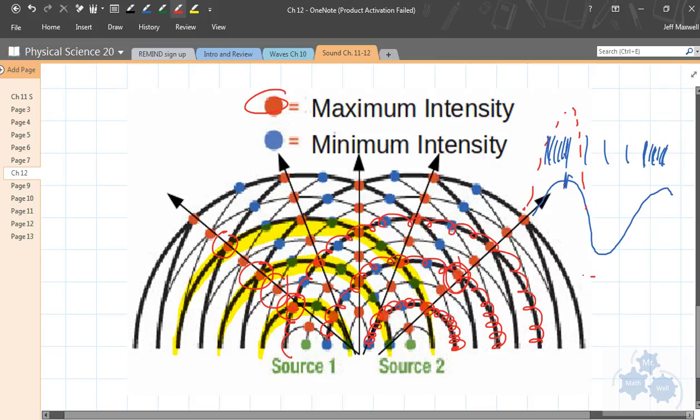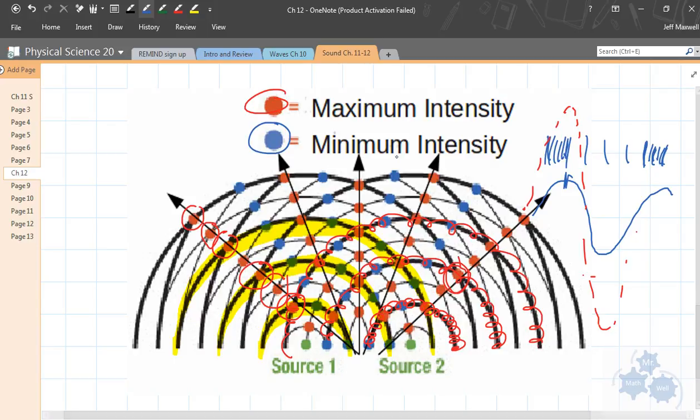It would make a maximum intensity of two waves combined, a crest and a crest. This is the resulting wave. Or a trough and a trough, that's the resulting wave. So maximum intensity would be constructive interference, okay, at these red spots. So a trough and a trough, a crest and a crest. The blue spots would be where there's minimum intensity. That means where there would be destructive interference. So you have a crest and a trough.